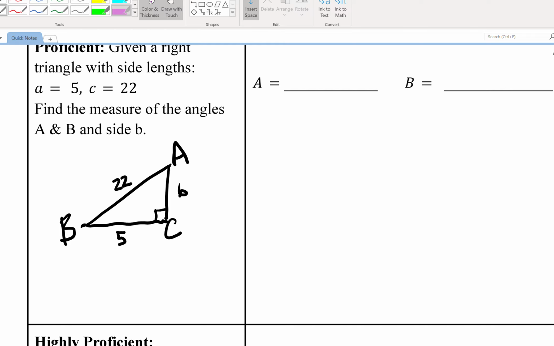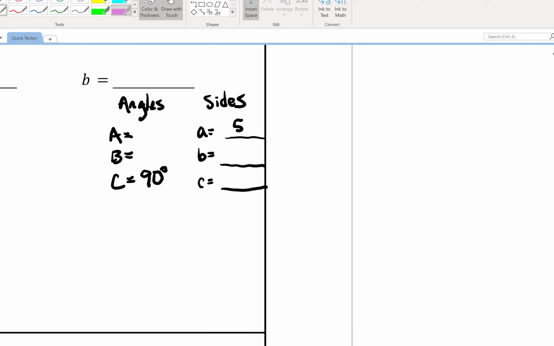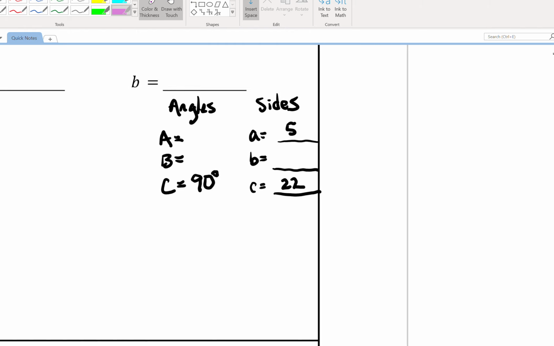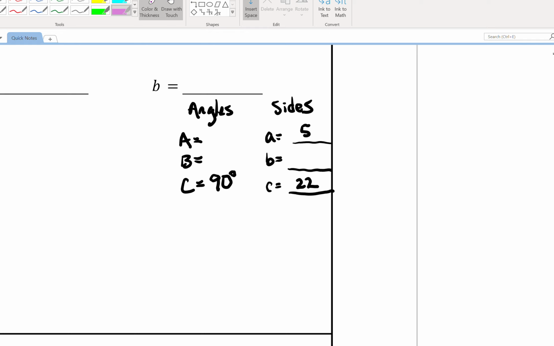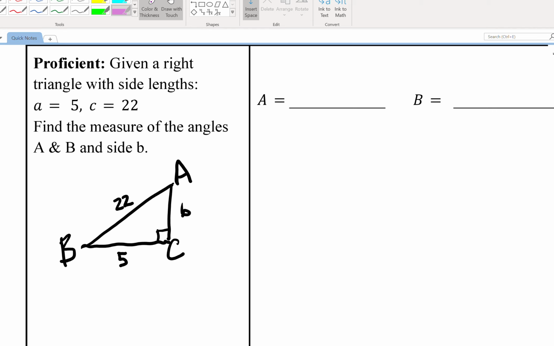Let's go over here. A is 5 and C is 22. And so then we know what we're looking for: angle A and angle B, and then little side b. Let's find angle A first. Well, I'm going to put my little theta there. That's what I'm looking for.